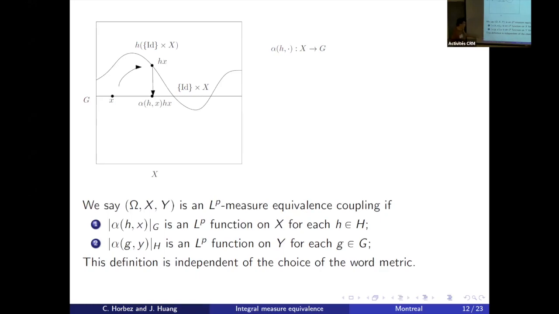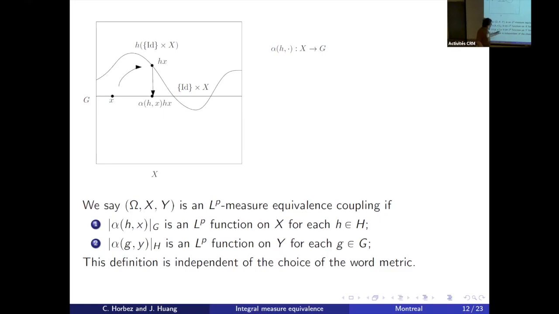Okay, so the last comment I want to make is that the definition is independent of the choice of word metric. The simplest way to think about it is that I take this section and apply the edge, and it gives you a graph. It basically says that this graph cannot be too wide. Okay, so that's what it's trying to say.